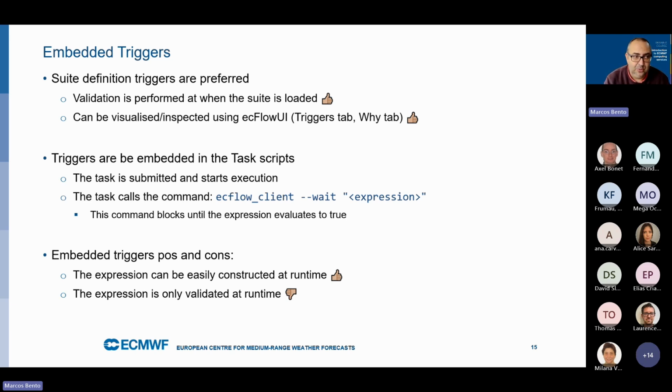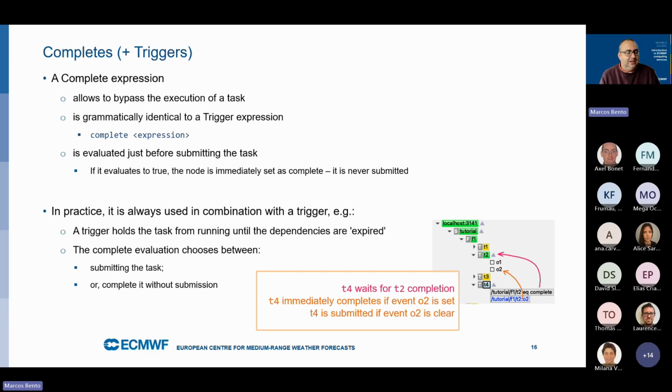I think the guideline is, whenever possible, try in-suite definition triggers. Combining triggers with completes, and complete is the attribute that we want to talk about next, adds more. We don't always want a task to be triggered to run. Sometimes we want it to be triggered, but only run in some circumstances. And that's why completes are important.